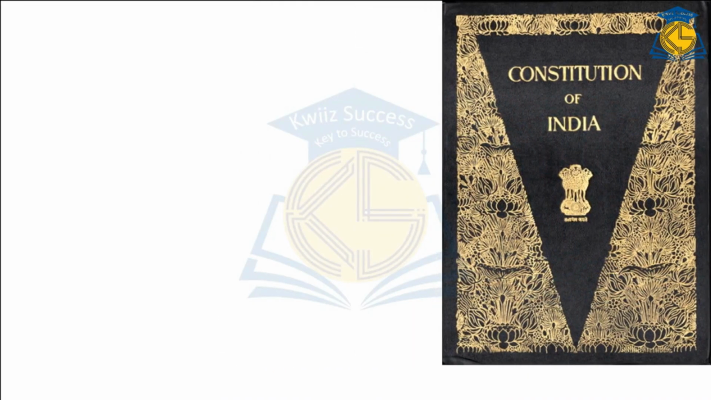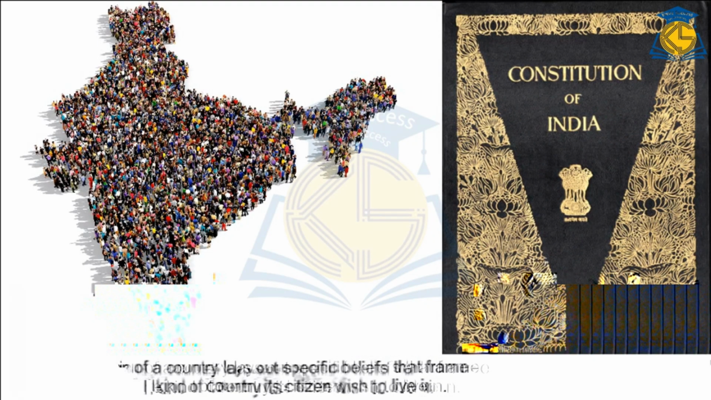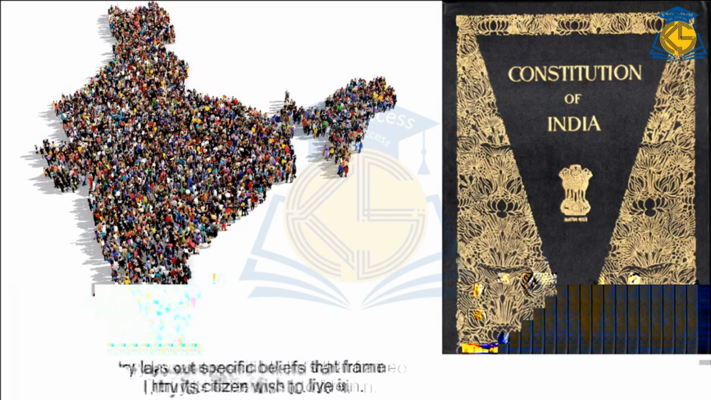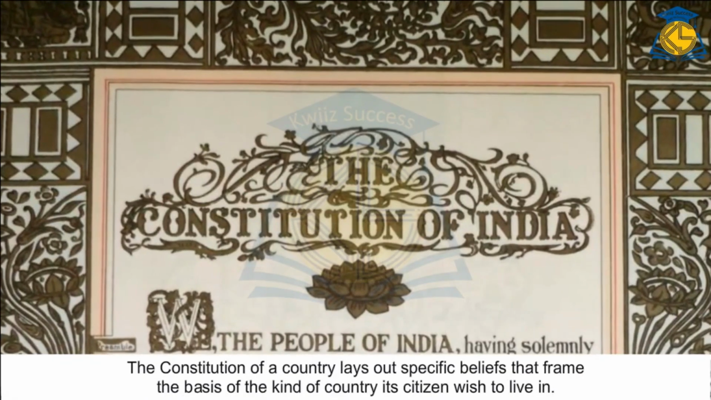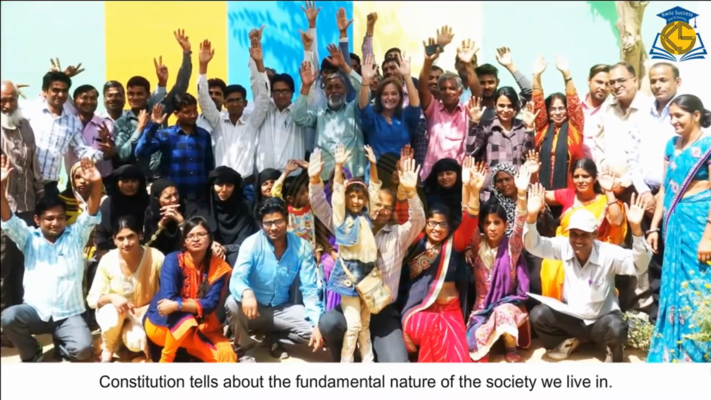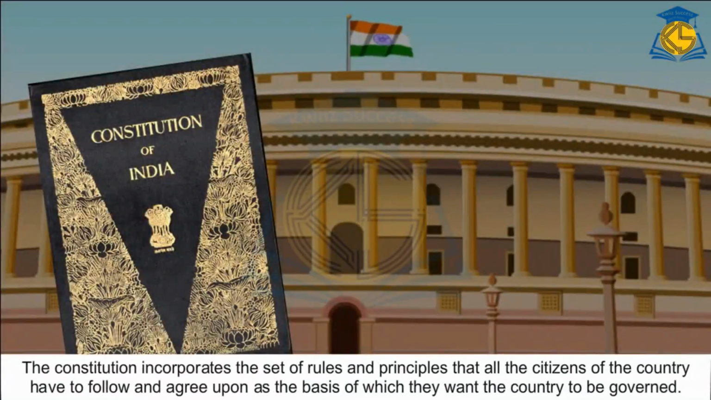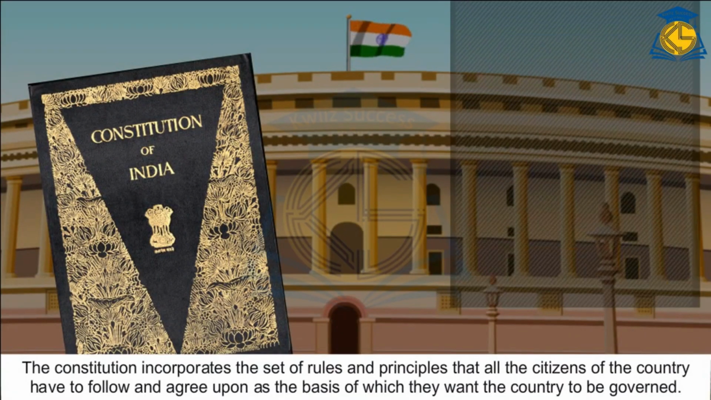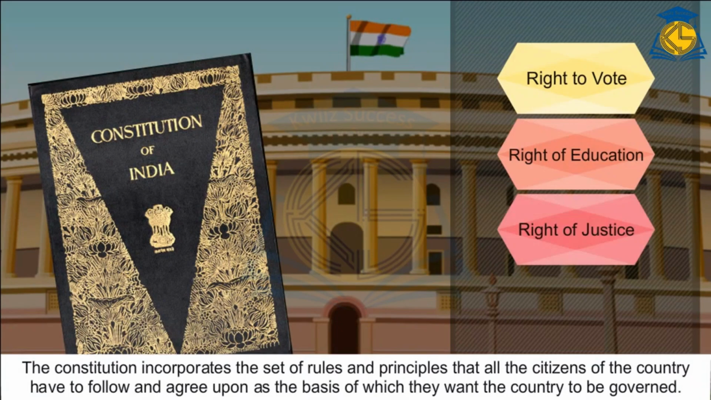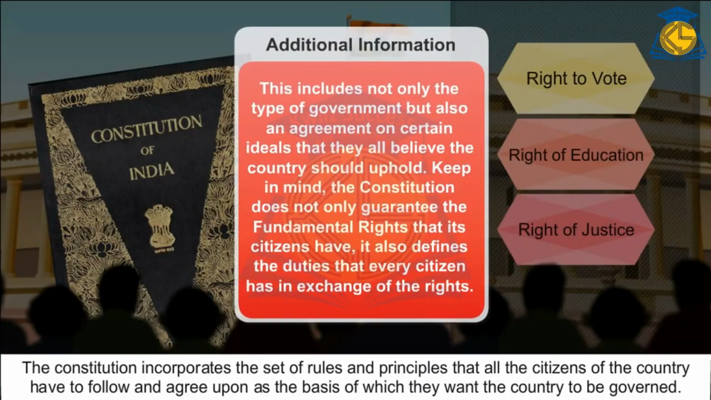The Constitution of a country lays out specific beliefs that frame the basis of the kind of country its citizens wish to live in. Constitution tells about the fundamental nature of the society we live in. The Constitution incorporates the set of rules and principles that all the citizens of the country have to follow and agree upon as the basis of which they want the country to be governed.